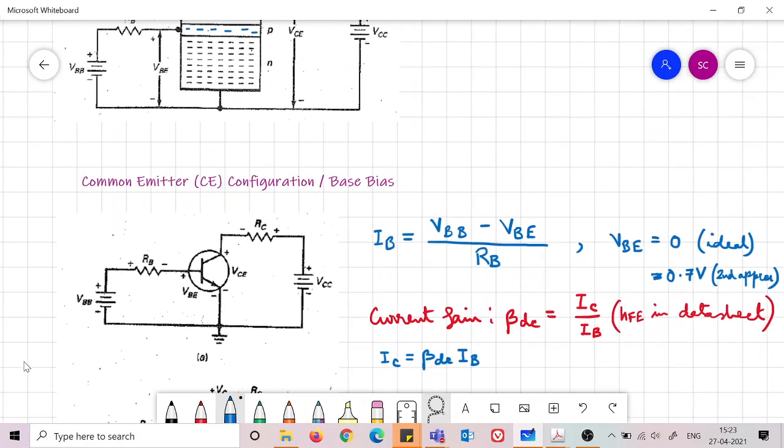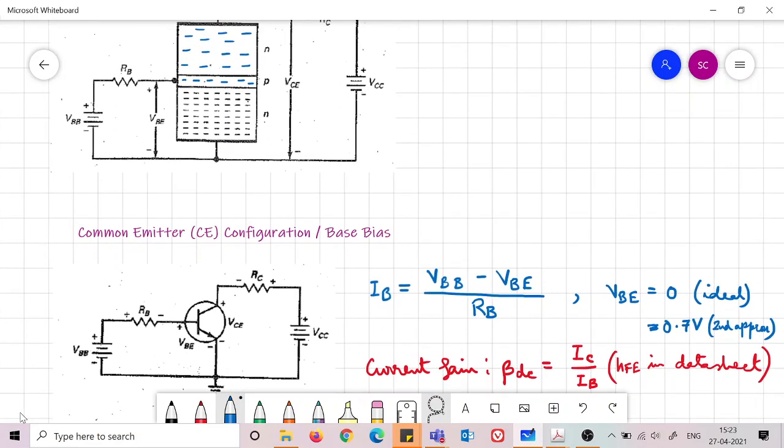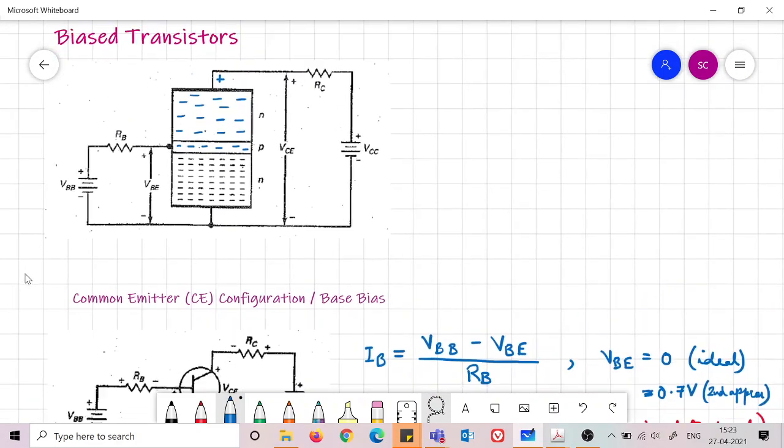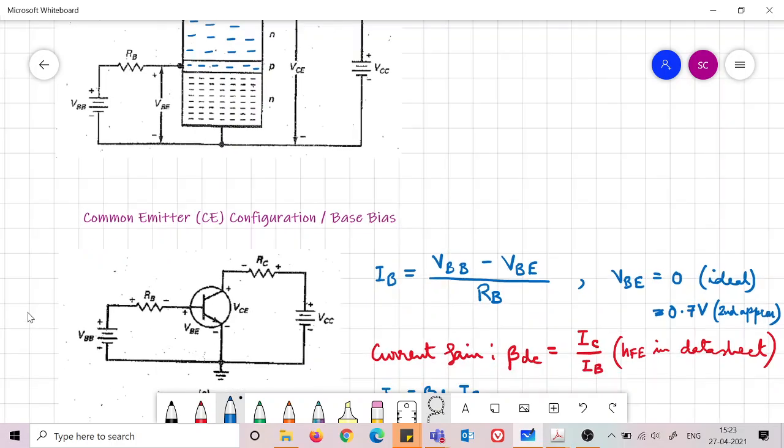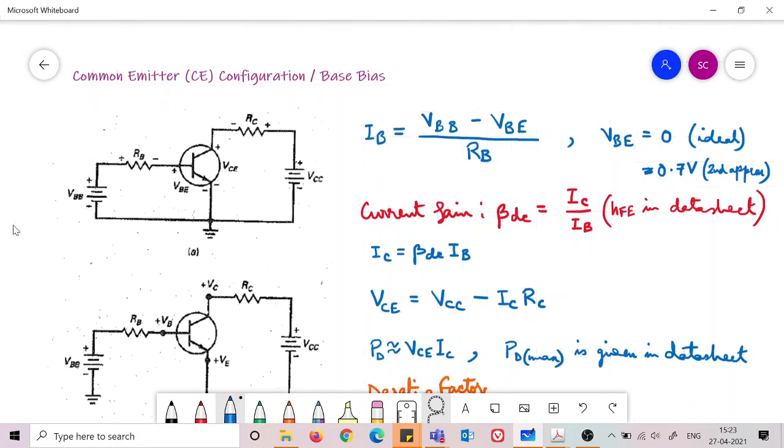And you can see the same circuit we have drawn here, by replacing the transistor with a symbol. So we cannot draw this type of thing again and again. There is a symbol for the transistor. So the symbol is like this.